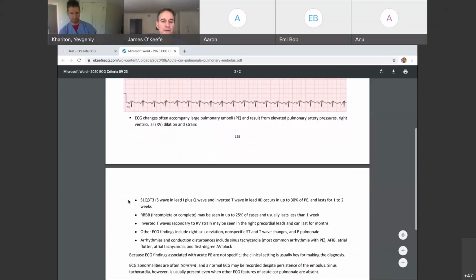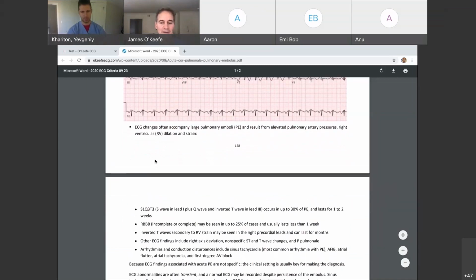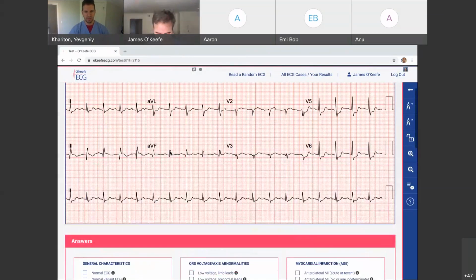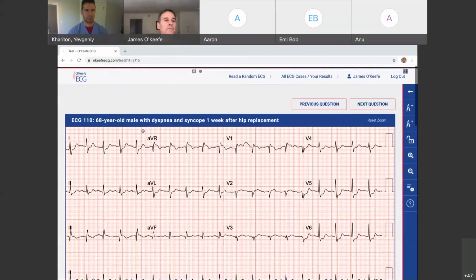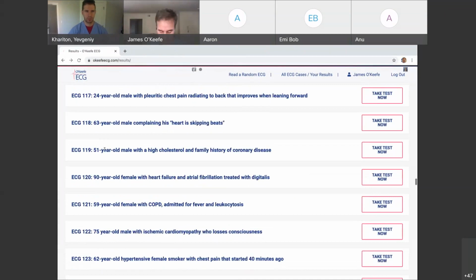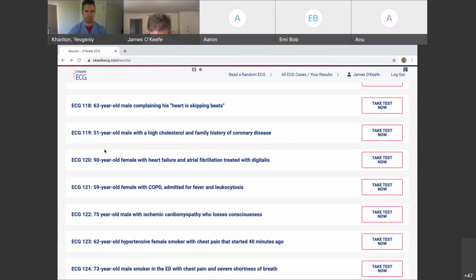When you see somebody with a sinus rate of 60, it's unlikely that they have acute PE, but it can happen. And this is another incomplete right bundle branch block on this example. Okay, we're kind of running out of time here.